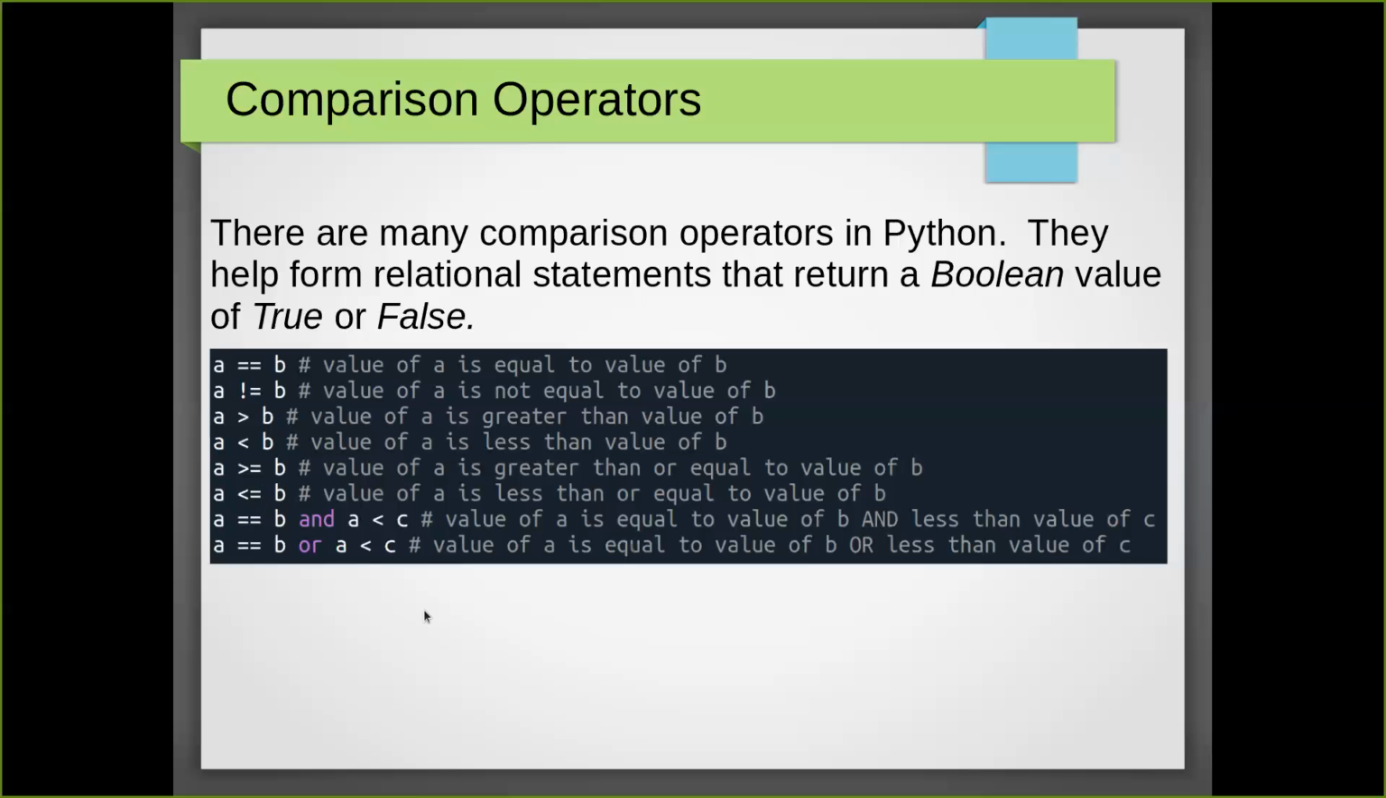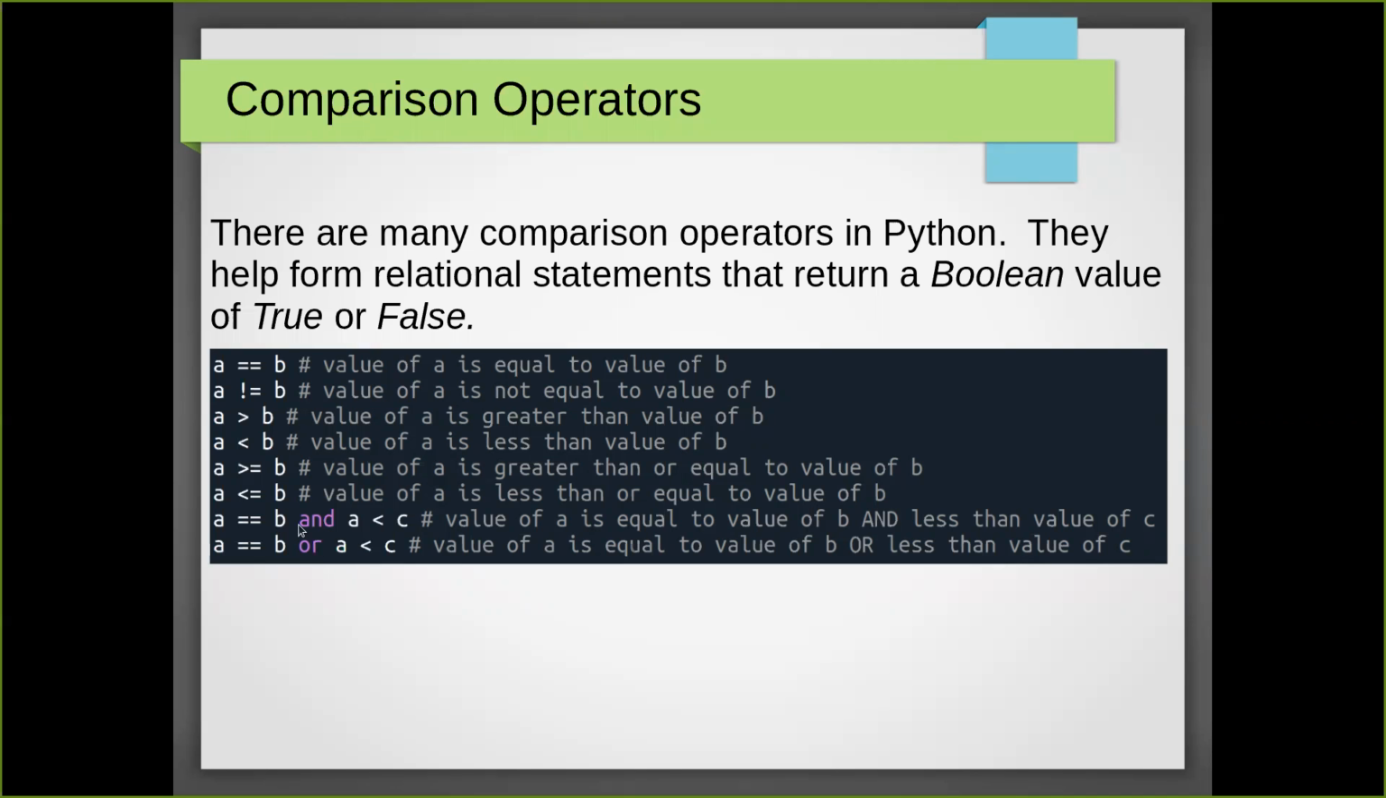And we can also combine comparison statements. So we can say, do this if this is true and this is true. So here I'm saying a is strictly equal to b and a is less than c. So if we put that in an if statement and we said if a is equal to b and a is less than c, it'll only do that block of code that follows if both of those things are true. So it doesn't matter if that's true, but then that's not true. That won't work. They both have to be true.